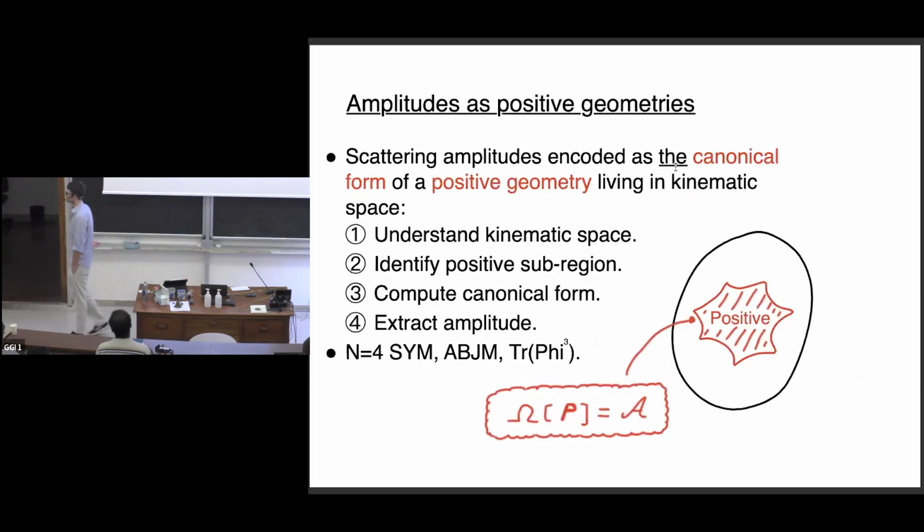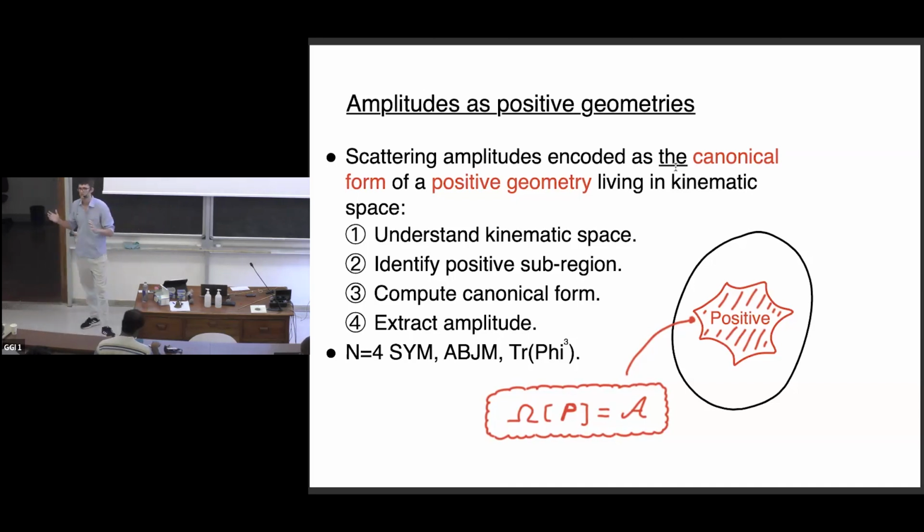So one of the big advances over the last 10 years has come from the observation that scattering amplitudes can be encoded as the differential canonical form of some positive geometry. So how this story normally goes is you have your kinematic space on which your scattering amplitude is defined. Within this kinematic space, there's some subregion, which is carved out by some positivity conditions. And this is your positive geometry.